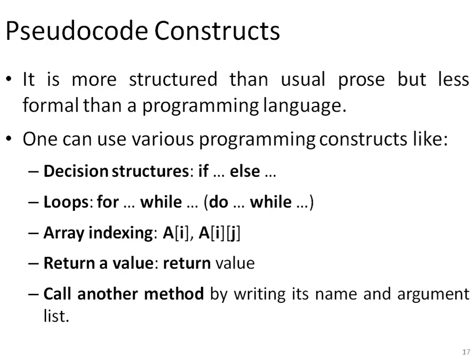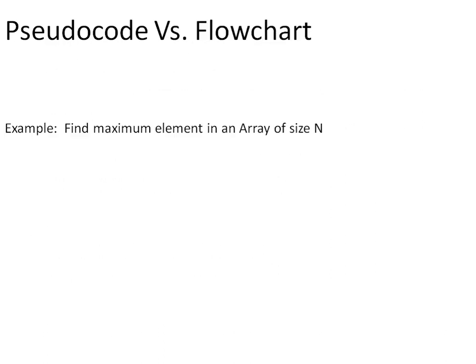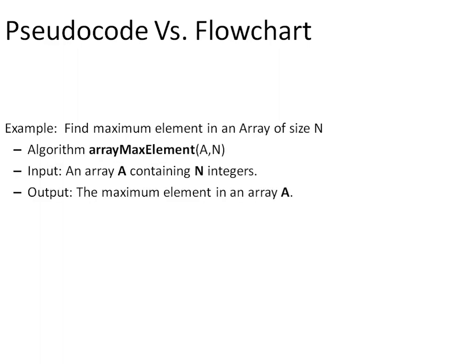We will end this topic with an example now. The problem to be solved is finding the maximum element in an array A having n elements. The name of the algorithm is ArrayMaxElement with input arguments capital A and capital N, where A is an array and N is the number of elements in A. The output will be the maximum element in A.